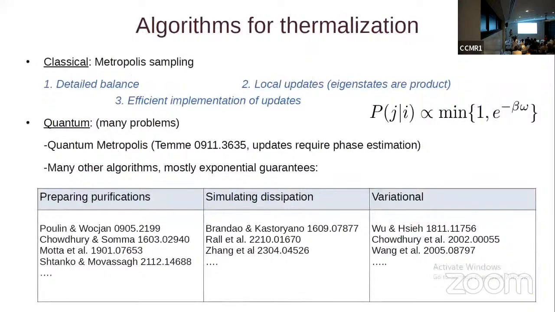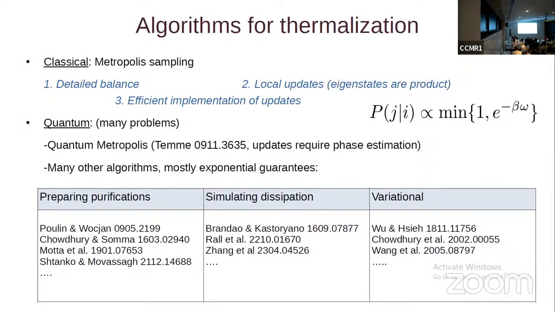And so in some sense, they do have this detailed balance like the classical Metropolis algorithm, but we're missing these other ingredients, right? And other people have put forward proposals of how to do quantum versions of Metropolis, like for instance the quantum Metropolis by Temme. But again, the updates require some version of phase estimation, are very non-local. It's hard to analyze this algorithm. At least I don't know how to do it.